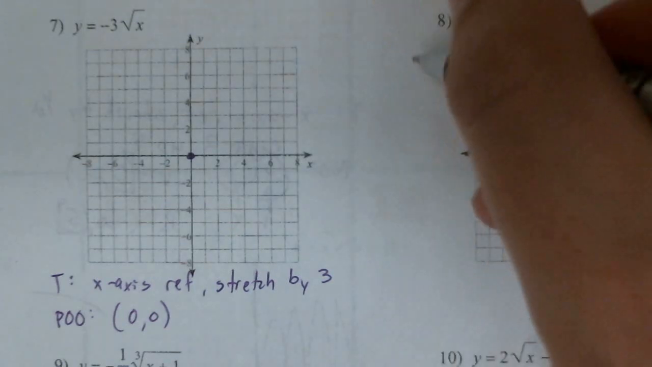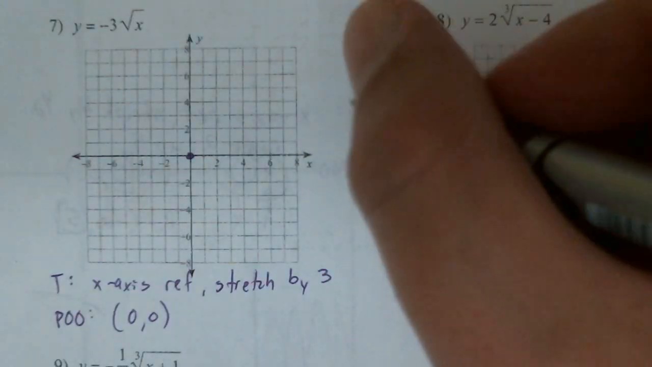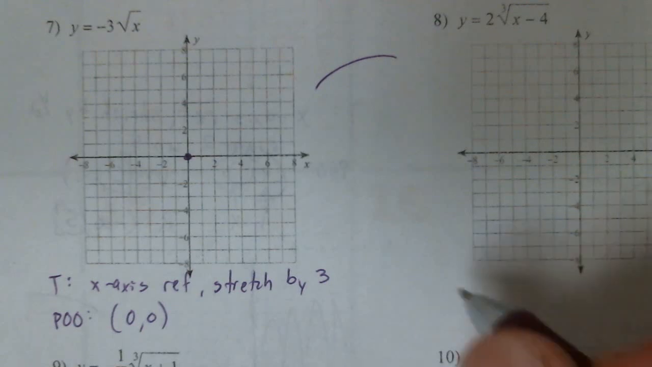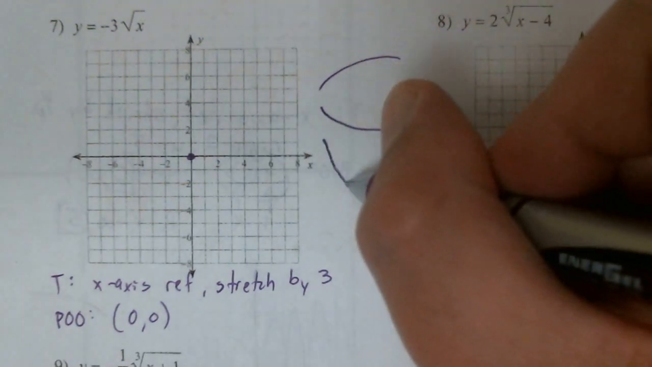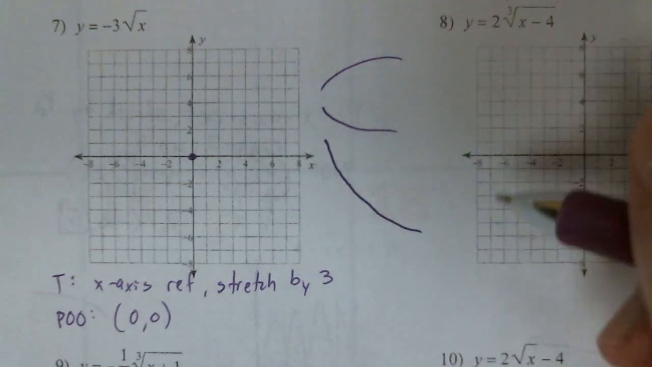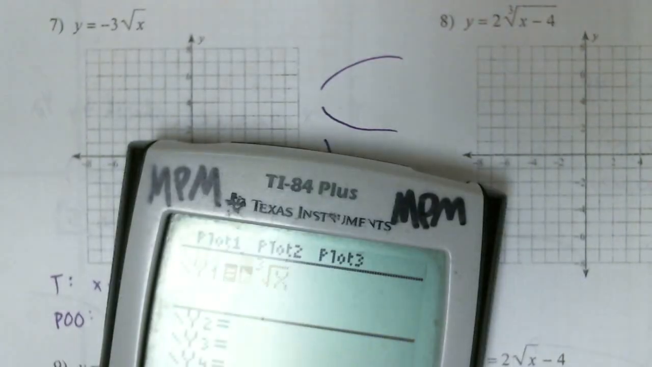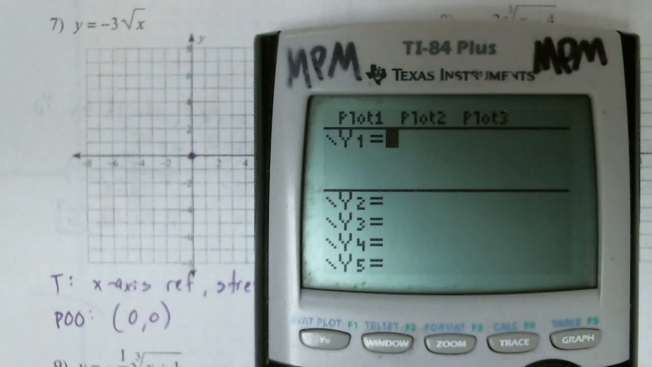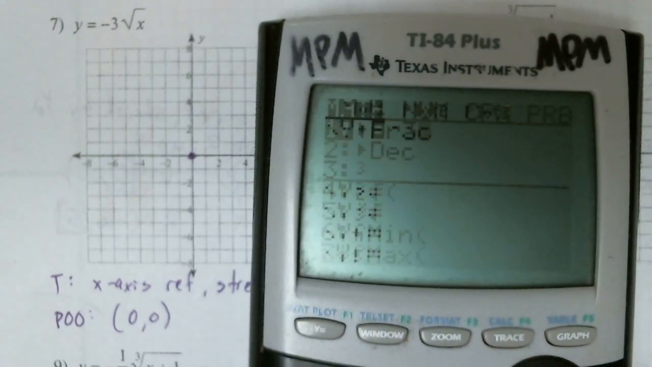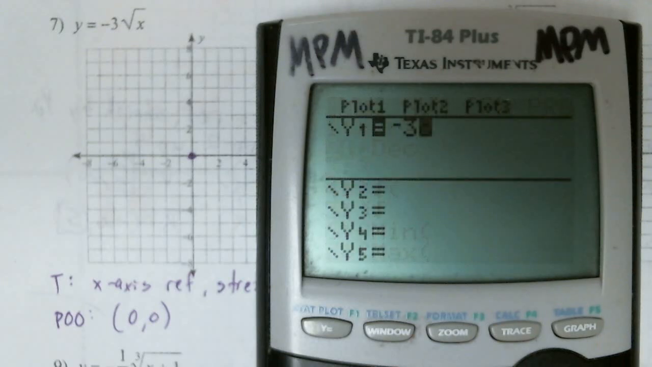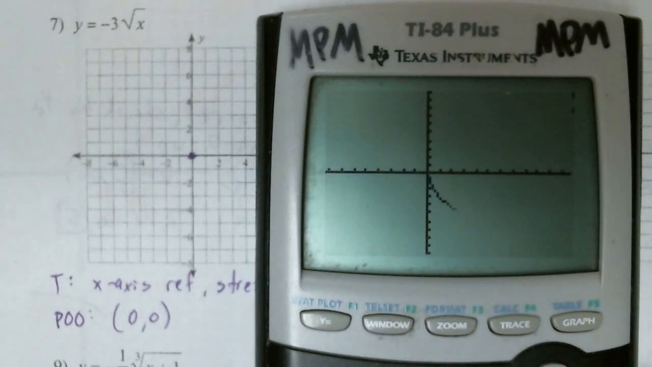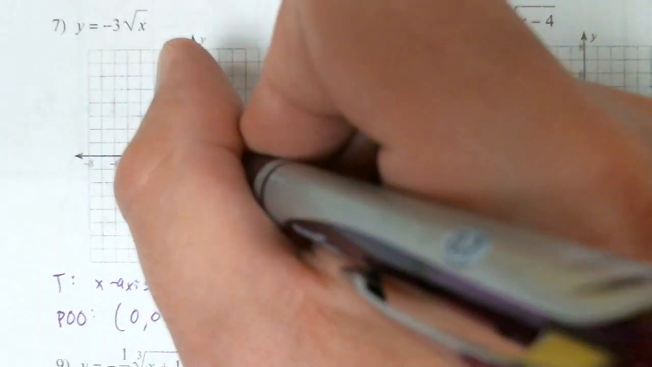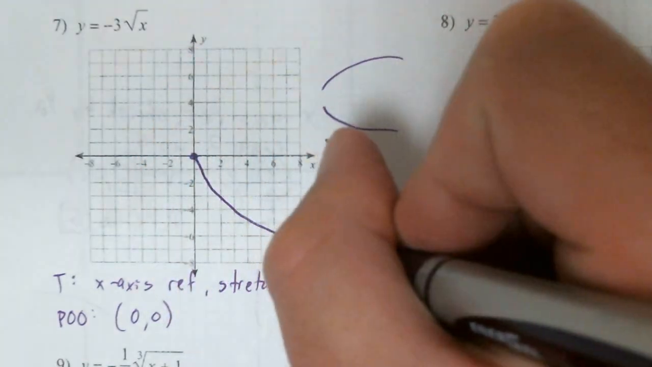All right, so normally, this is a square root, so I'm thinking that shape. Okay, but it's a reflection, so I'm thinking that shape, and then it's a stretch, so it's going to be a lot broader and wider. If you want to plot this just to kind of get an idea of what it looks like, let's type in -3 times the square root of x, and we can kind of get a general shape here. So it's going to be pretty wide and pretty broad down here.